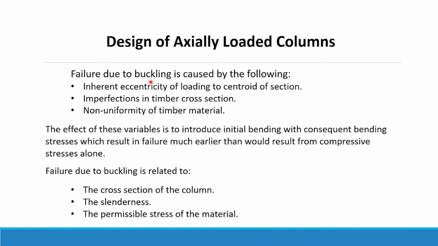And failure due to buckling is caused by the following. First, inherent eccentricity of loading to centroid of section. Number 2, imperfections in timber cross-section and non-uniformity of timber material. The effect of these variables is to introduce initial bending with consequent bending stresses which result in failure much earlier than would result from compressive stresses alone. And failure due to buckling is related to, first, the cross-section of the column. Second is the slenderness, and third is the permissible stress of the material.